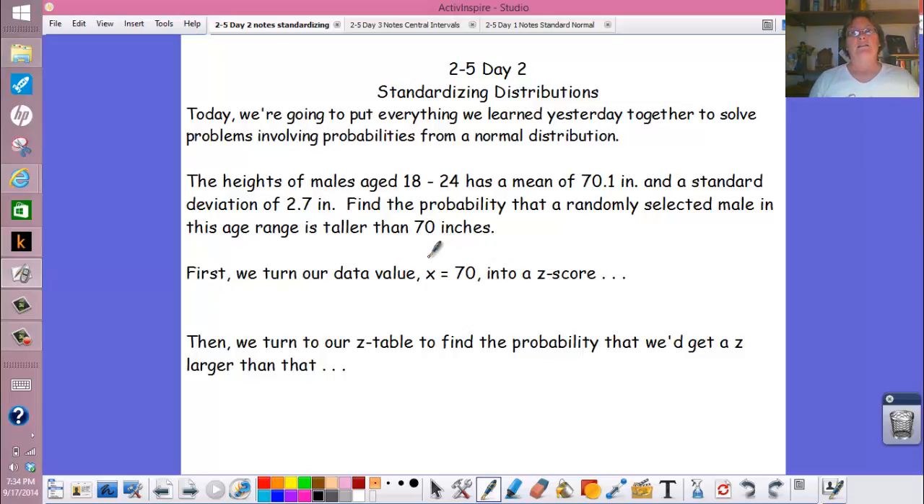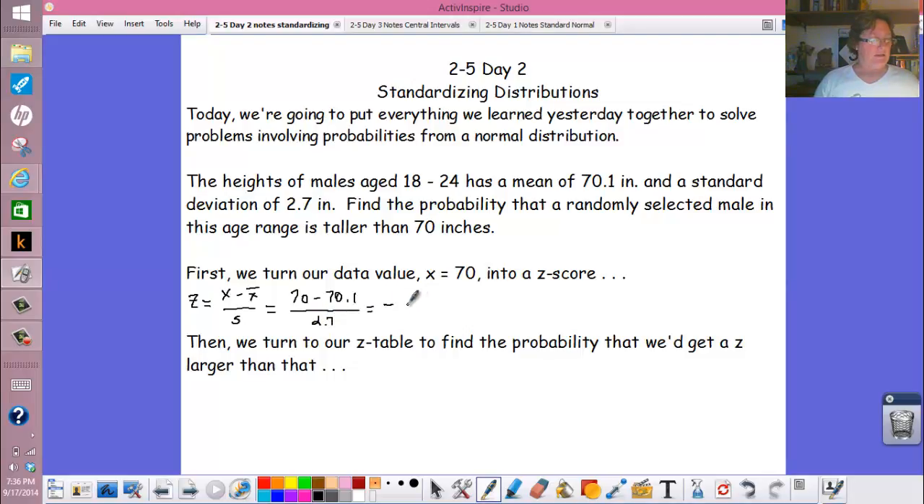We have to approach this in stages, perhaps, is a good way to say it. We don't know the probability of 70 inches, and we don't have a tool to tell us that. We have a tool that will tell us the probability of getting at or below a given z-score. So our first step has to be to turn our data value into a z-score. You'll remember from yesterday that the formula is z equals data value minus mean, divided by standard deviation. So for this height, 70 minus 70.1 divided by the standard deviation of 2.7 inches.